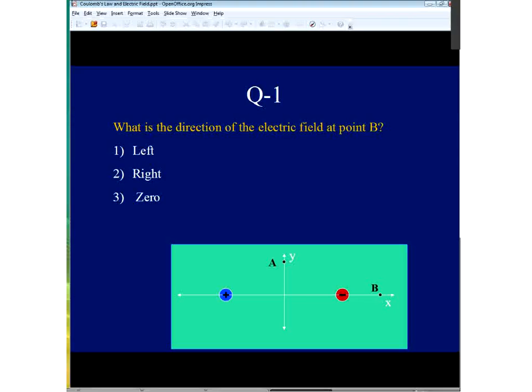Sir, left. Left. I think I need to say one more thing. Let their magnitudes be equal. Positive and negative charges, let their magnitudes be equal. So let's say one is plus Q, the other one is minus Q. Why would it be left? Isn't the minus charge closer to B?